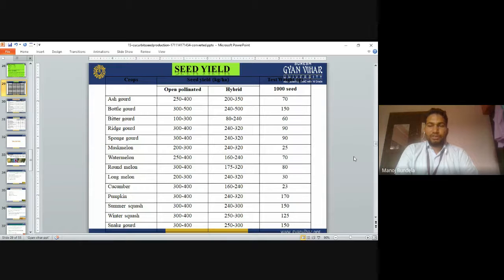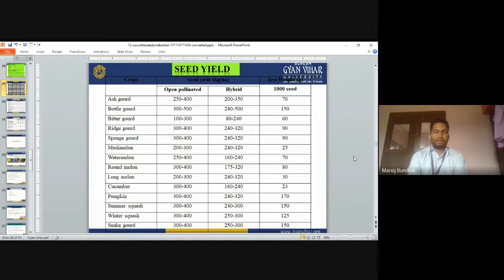The highest test weight of 1,000 seeds is for pumpkin, because pumpkin seeds are big in size. So the weight is more for pumpkin seeds, and it has the highest weight. The weight of 1,000 seeds of pumpkin is 170 gram. For summer squash and snake gourd, the weight of 1,000 seeds is 150.